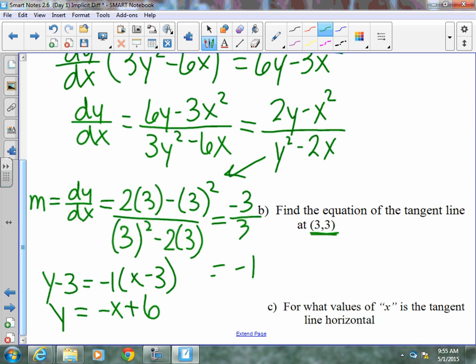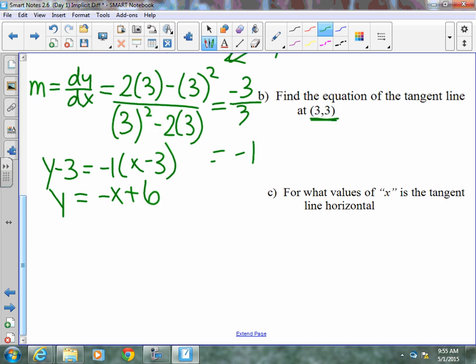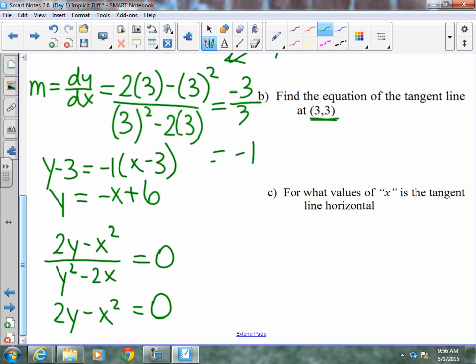Now part C is a little bit interesting. Part C says for what values of x is the tangent line horizontal? For a tangent line to be horizontal, that means the derivative, which is 2y minus x squared over y squared minus 2x, has to equal 0. When a fraction equals 0, what part of the fraction has to equal 0? It's not the bottom. We're not allowed to divide by 0. It's the top. 2y minus x squared equals 0.